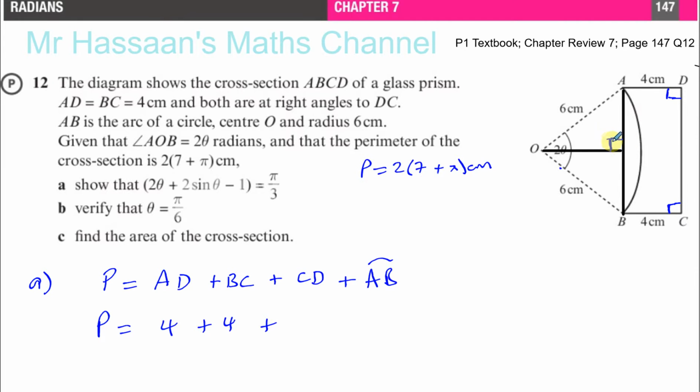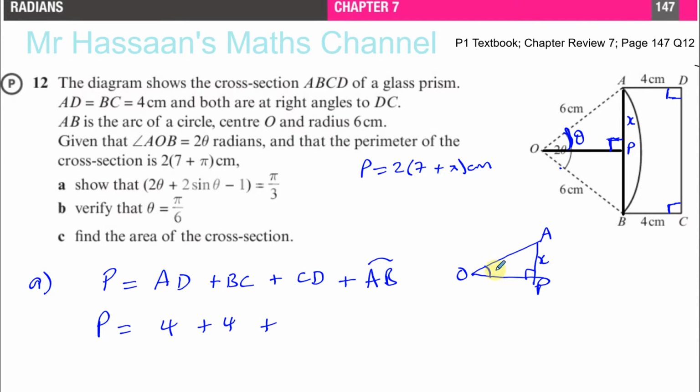So let me drop a perpendicular from O to AB. Now this angle is not 2 theta, it's theta. Let me call this point P. AP is x, and we need to find AB, which is twice x. So if I look at triangle OAP, I'll just redraw it here: that's x, that's O, that's A, and that's P.